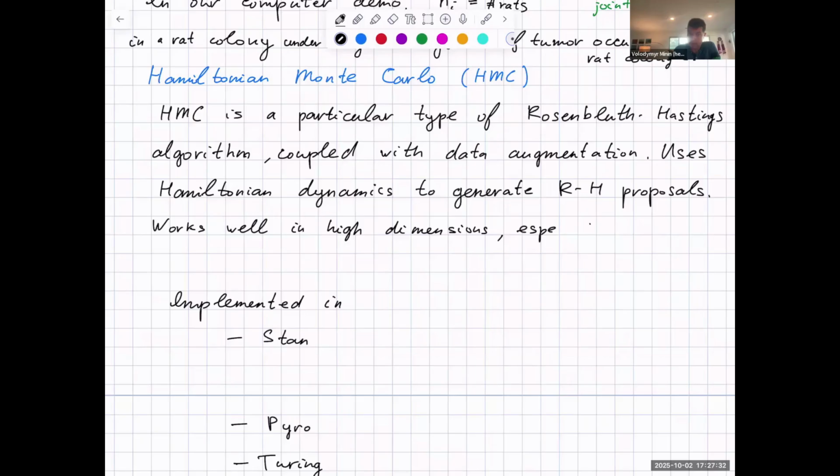It works well in high dimensions, especially the No U-Turn sampler. It's a little modification which was important, called NUTS when people abbreviate it, a variant of HMC.